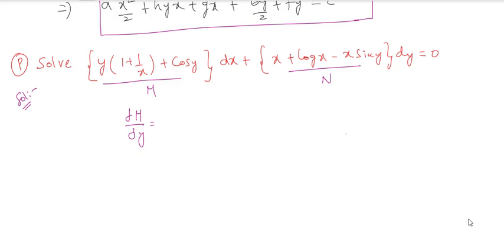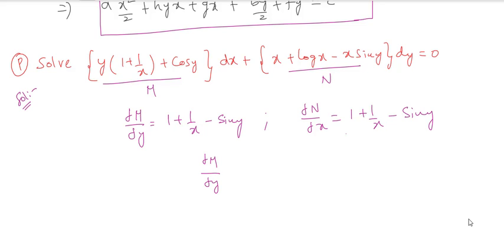So y means, 1 plus 1 by x plus, for cos y you will have minus sin y. This is dou M by dou y. Then dou N by dou x: for x you will have 1, plus for log x you will have 1 by x, minus for x you will have sin y. So dou M by dou y is equivalent to dou N by dou x. So it is an exact differential equation. If it is exact, what will be the solution?